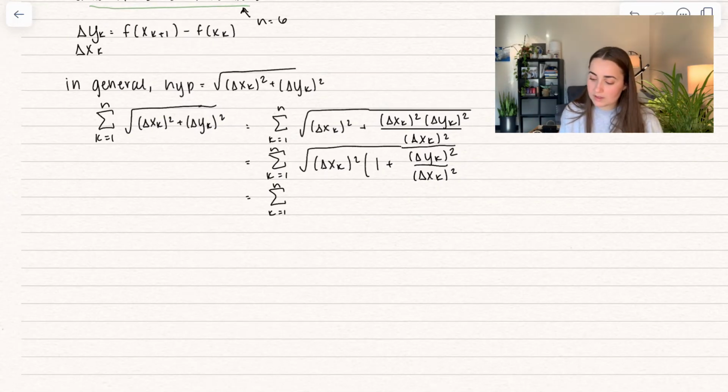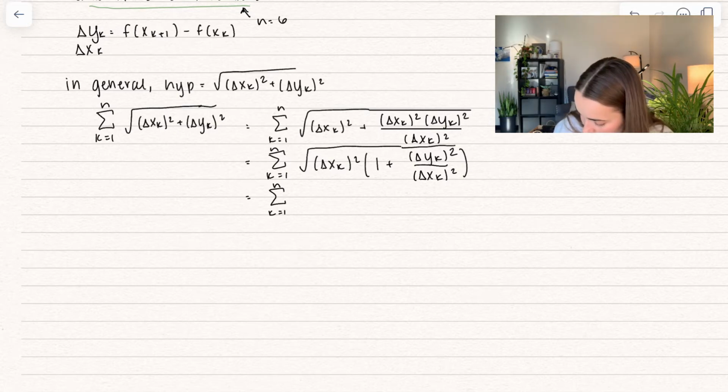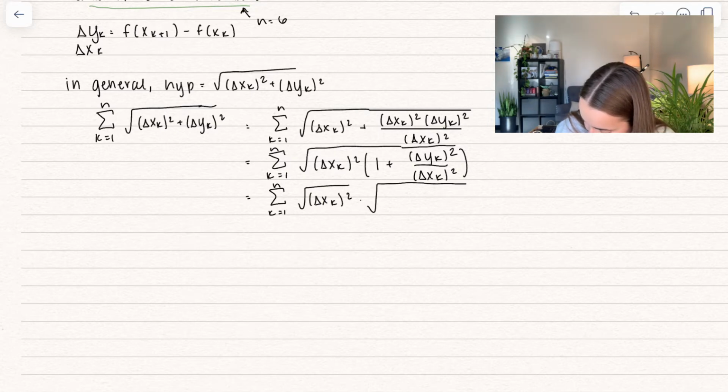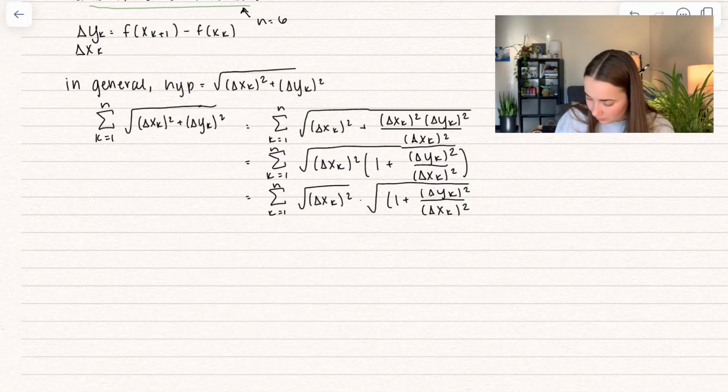Now, when we multiply two things inside of a square root, that means we get to split it up with the square root. So here we have the square root of delta xk squared times the square root of that whole thing. And so now we can go ahead and take the square root of that one.